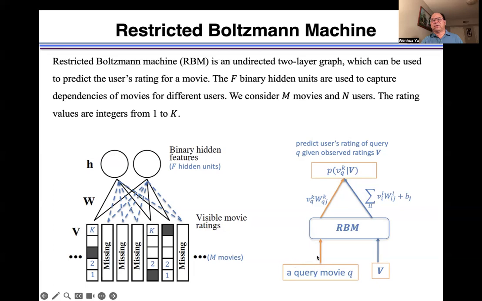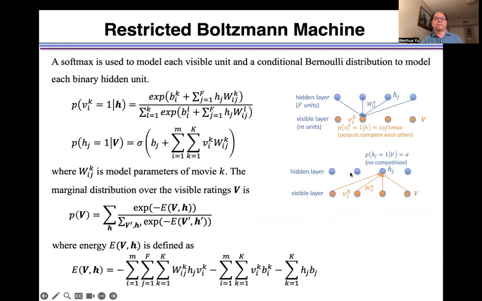For example, given observed ratings V, the model can be used to predict the rating of a query movie Q. Running the restricted Boltzmann machine, we get the corresponding parameters that are used to predict the rating of a movie Q, given observed ratings V.